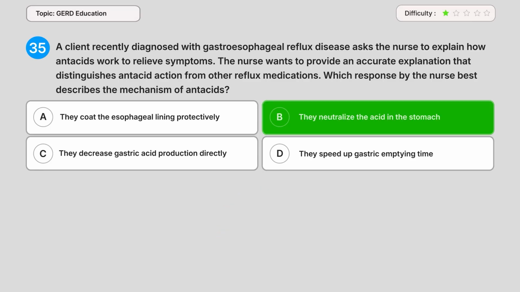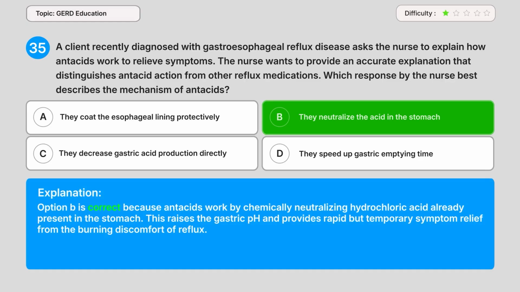Correct answer, B. They neutralize the acid in the stomach. Explanation. Option B is correct because antacids work by chemically neutralizing hydrochloric acid already present in the stomach. This raises the gastric pH and provides rapid but temporary symptom relief from the burning discomfort of reflux.